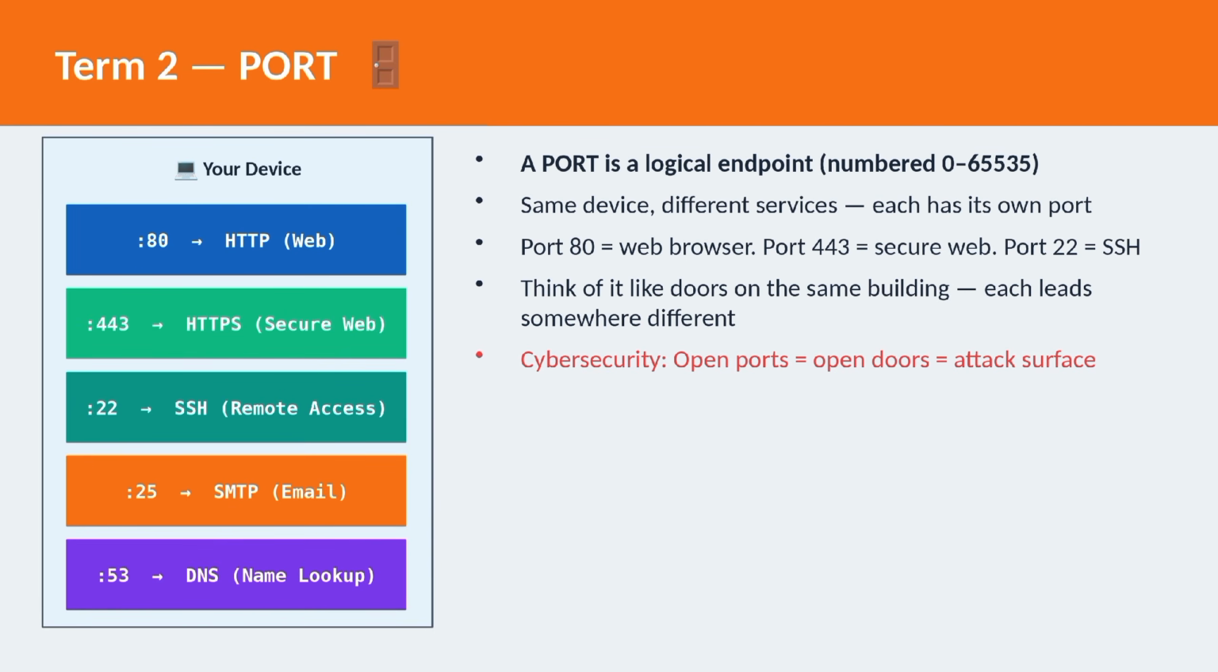Port now. Imagine you arrive at someone's house. You have the address. You find the right building. But which door do you knock on? Because a house has a front door, a back door, a garage door, a side entrance. A port is like one of those doors. A single device can run many different services at the same time. Your laptop might be running a web browser, an email client, a file sharing app, and a game all at once. Ports help the system figure out which service the incoming data belongs to. Port 80 is the door for web traffic. Port 443 is the secure web door. Port 25 is email. Port 22 is remote command line access. Each service has its own door.